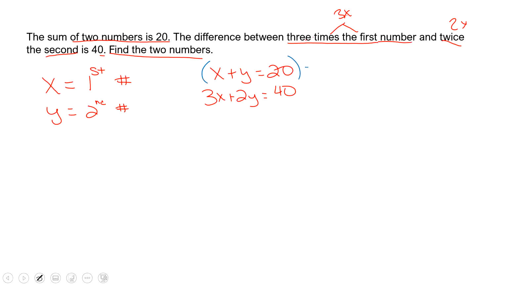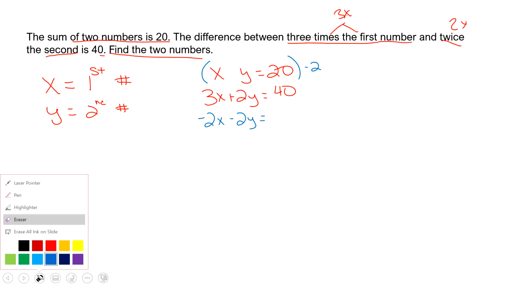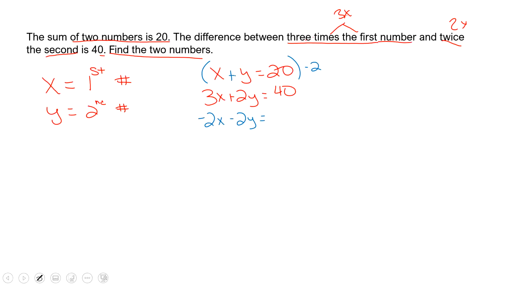Going to multiply the top equation by -2. Sorry, I'm messing this up again. This is plus. This one should be minus, because the difference equals 40. So it's 3x minus 2y. So then I just got to multiply by 2.